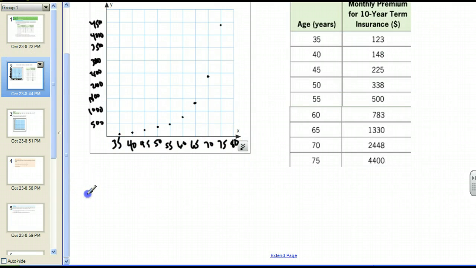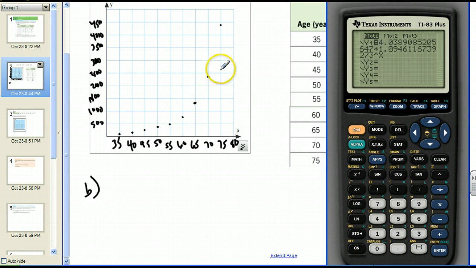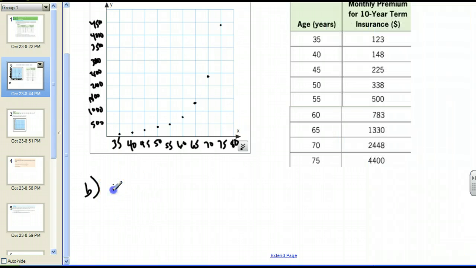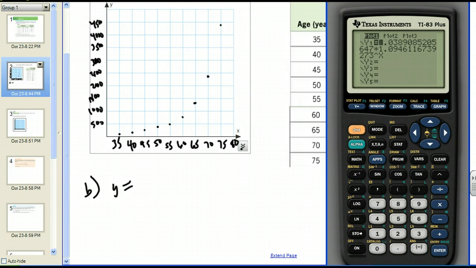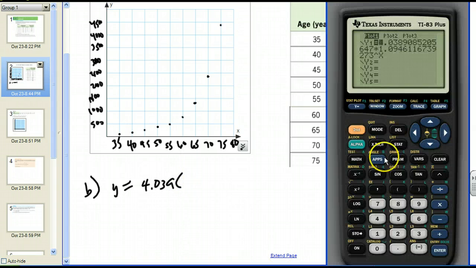Part B wants us to come up with the model, and that's in our calculator. You press your Y equals, and let's round to the nearest thousandth, so 3 decimal places. So we've got Y equals 4.039 times, in the parentheses, 1.095, again to 3 decimal places, to the x power.